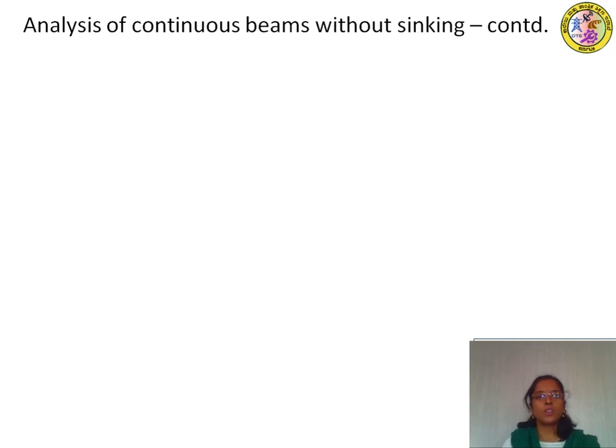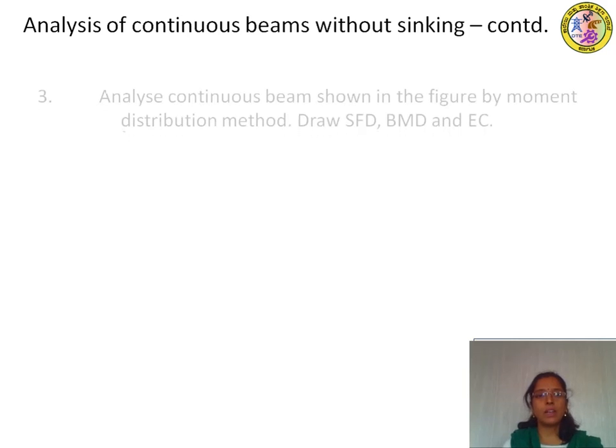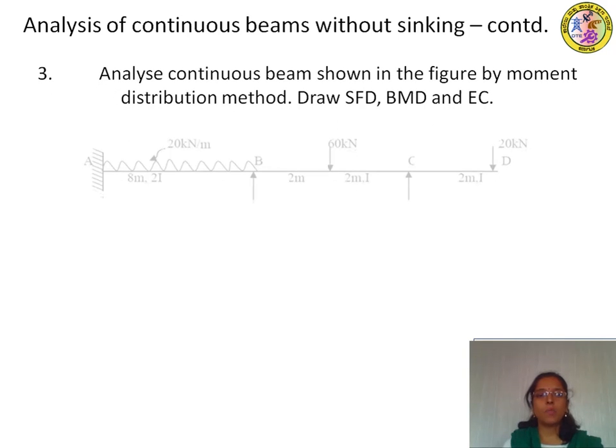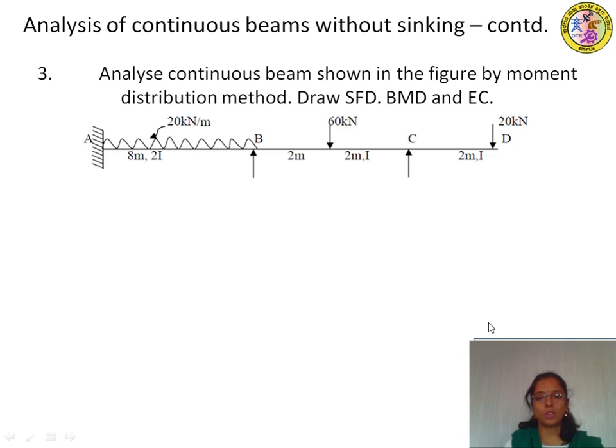Welcome to the fourth session on moment distribution method. In continuation of the analysis of continuous beams without sinking, today we will consider a continuous beam with an overhanging portion. In this, ABCD is a continuous beam where A is a fixed end and CD is the overhanging portion. So the first step is to find the fixed end moments.